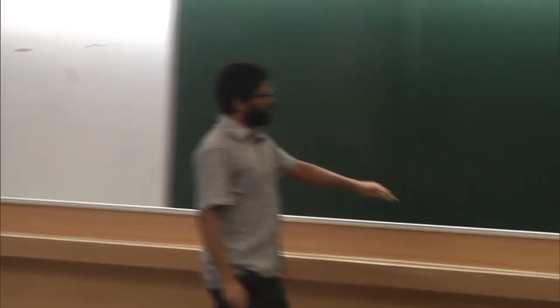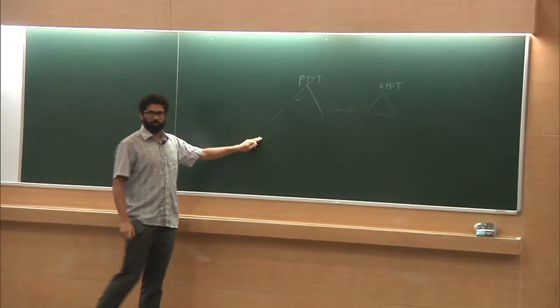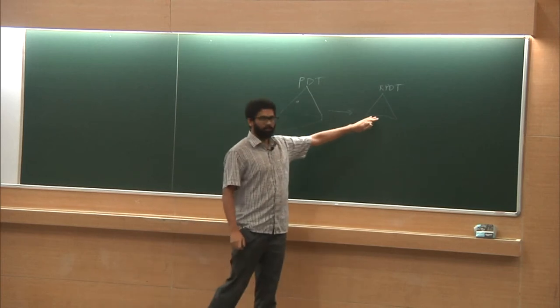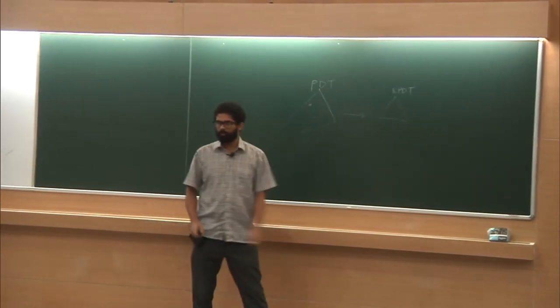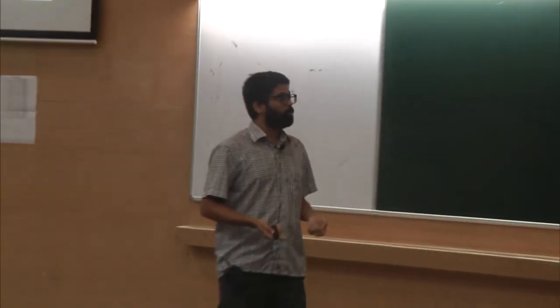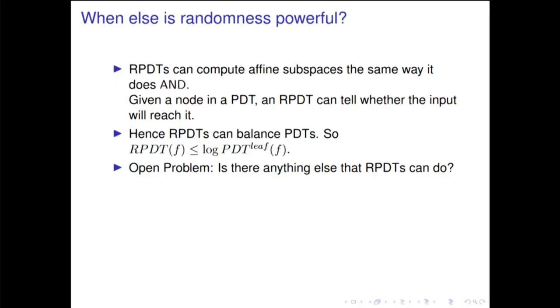So log of the leaf complexity of this PDT is an upper bound on the depth of this randomized parity decision tree. And it's an open question whether randomization can help any more in parity decision trees. That is, is there any function f for which RPDT of f is much smaller than log of the number of leaves of a parity decision tree of f? So this is one of the open questions that I wanted to highlight.